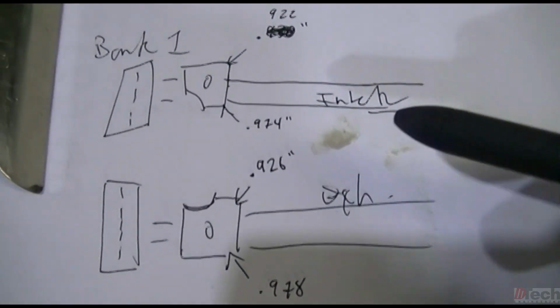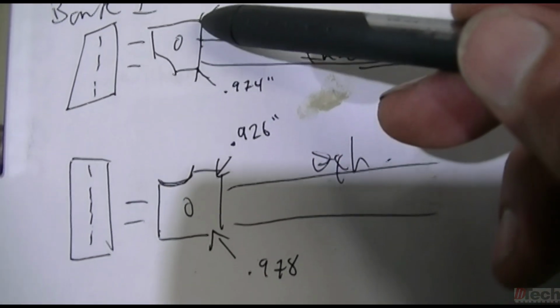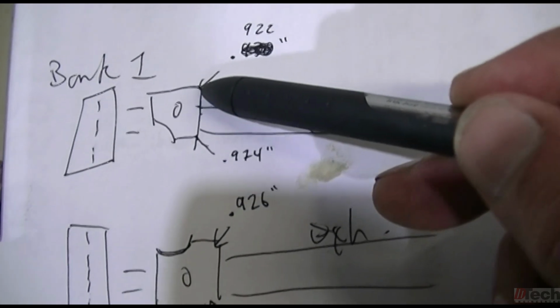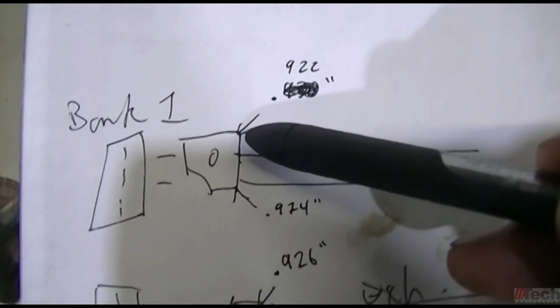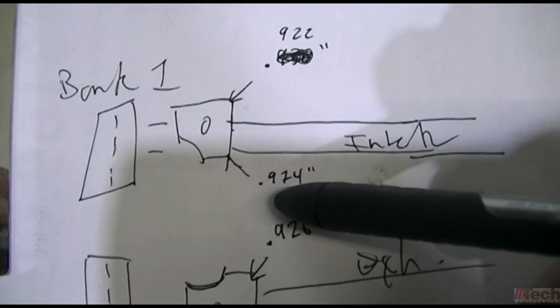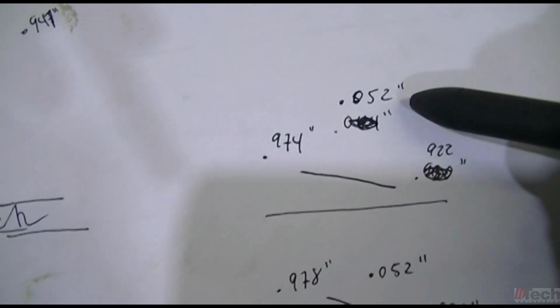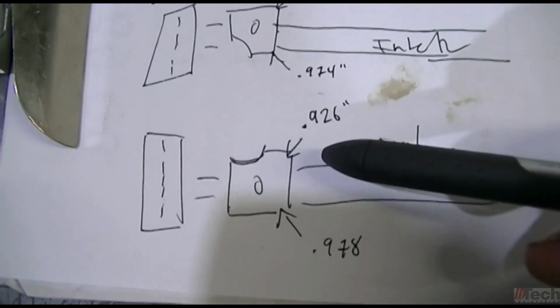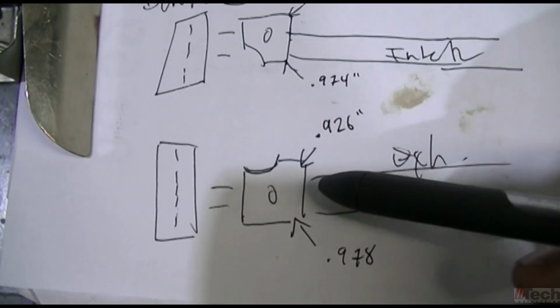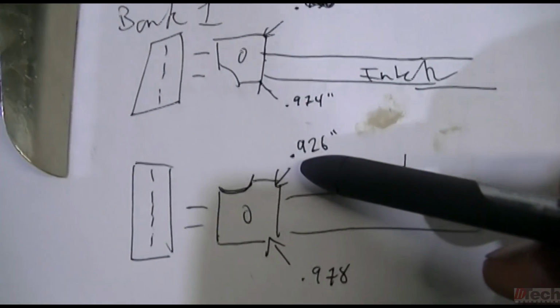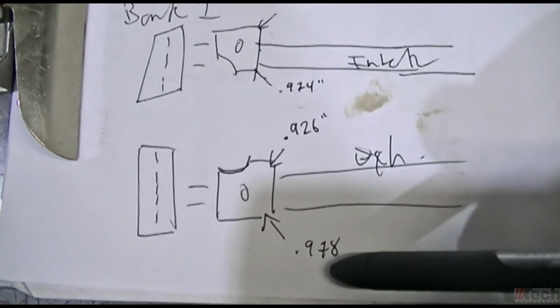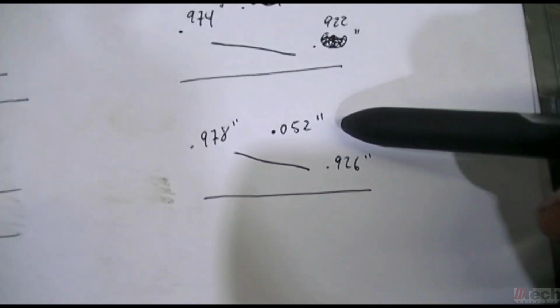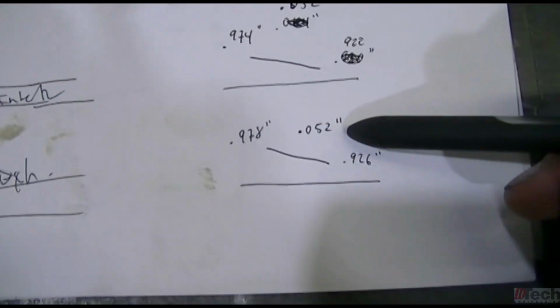Now off to bank 1 on the intake. The point furthest away was at 922, and then it tilted upwards to 974. That was a difference of 52,000, and then the furthest point away on the exhaust was at 926, and then it tilted upwards to 978, and that too was also a difference of 52,000.